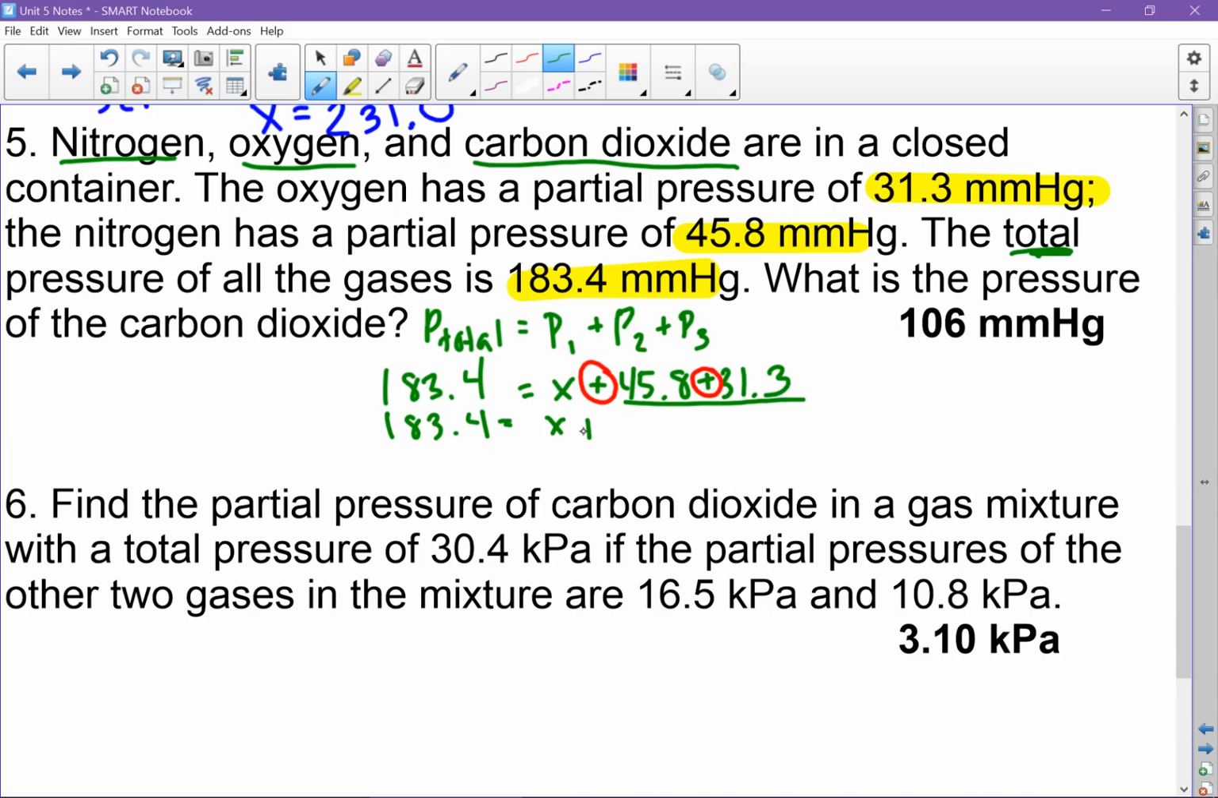Again, put a plus and then your calculator answer of 77.1. Okay? If you forget that plus sign, you might get something very different. That plus sign is going to remind you to subtract. Those cancel. Now you can subtract those two numbers over here, 183.4 minus 77.1. My calculator says 106.3.